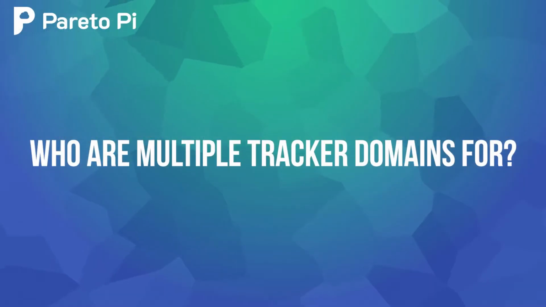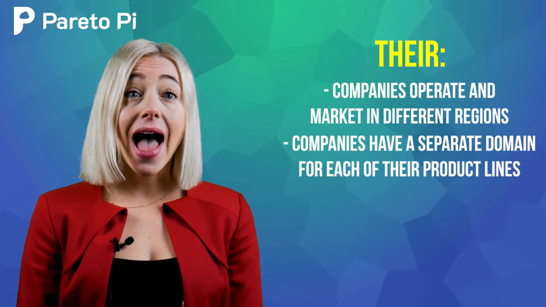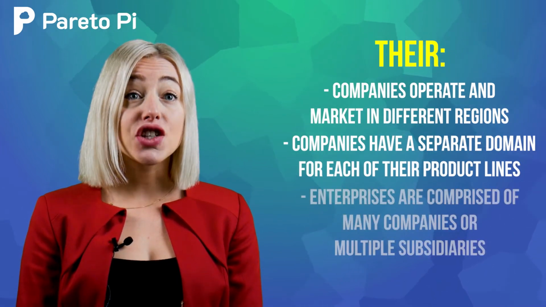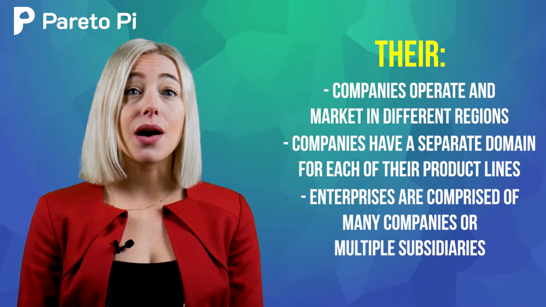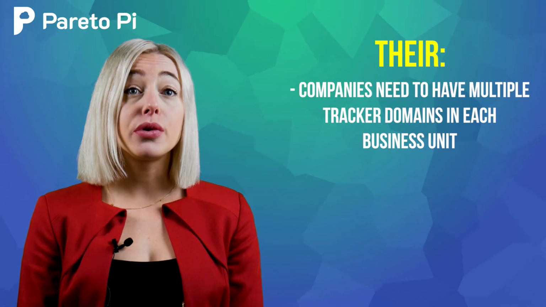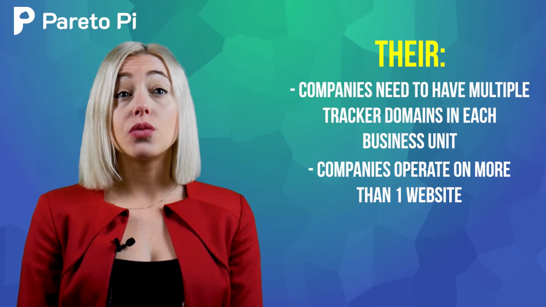Who are multiple tracker domains for? In the August 2019 release, Pardot made it possible for one Pardot org to have more than one tracker domain. This came after many customers requested it because their companies operate and market in different regions. Companies have several separate domains for each of their product lines. Enterprises are comprised of many companies or multiple subsidiaries. Companies need multiple tracker domains for each business unit, or they just operate on more than one website.